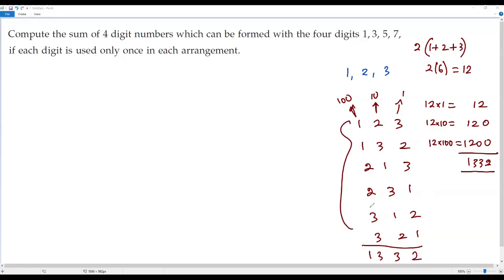Since we have displayed them, we can add them, but this works without any display of all the numbers. So this is the idea to compute the sum of the numbers formed. Now I'm going to apply the same idea.